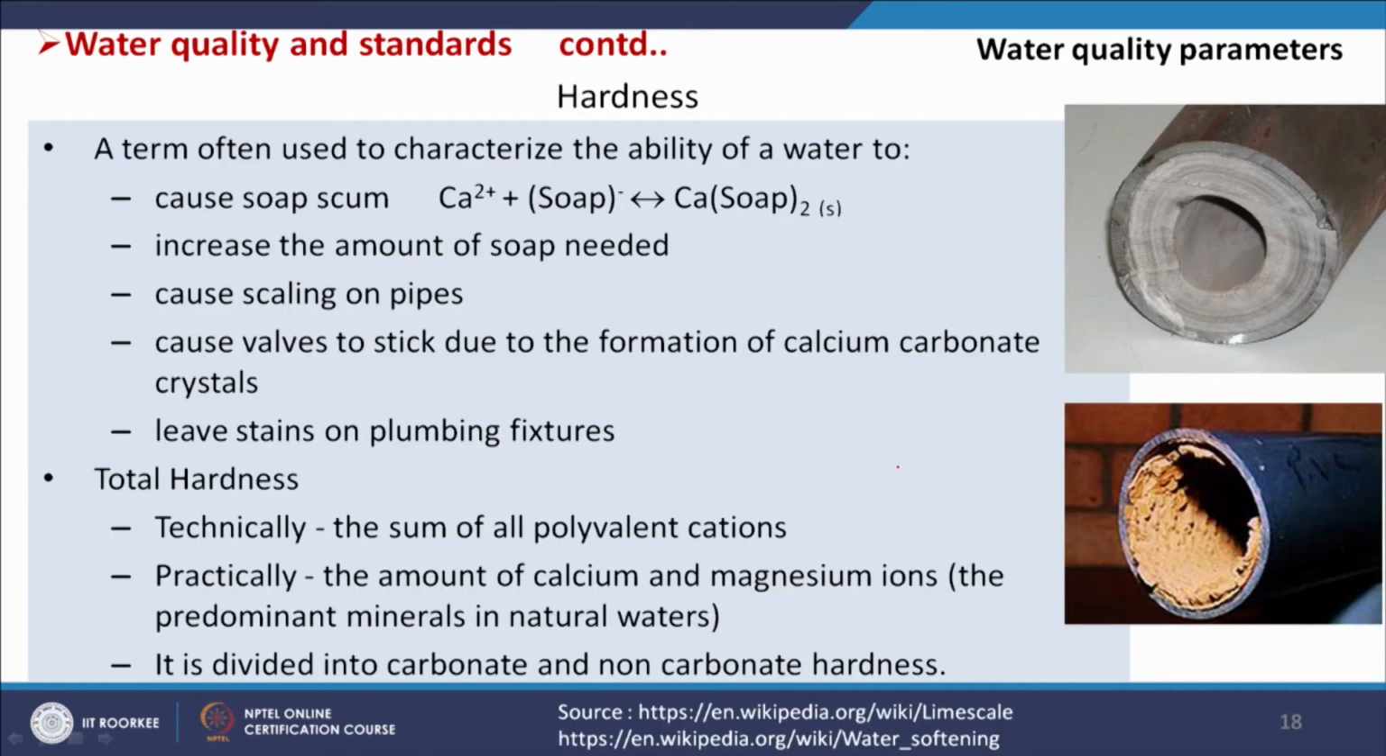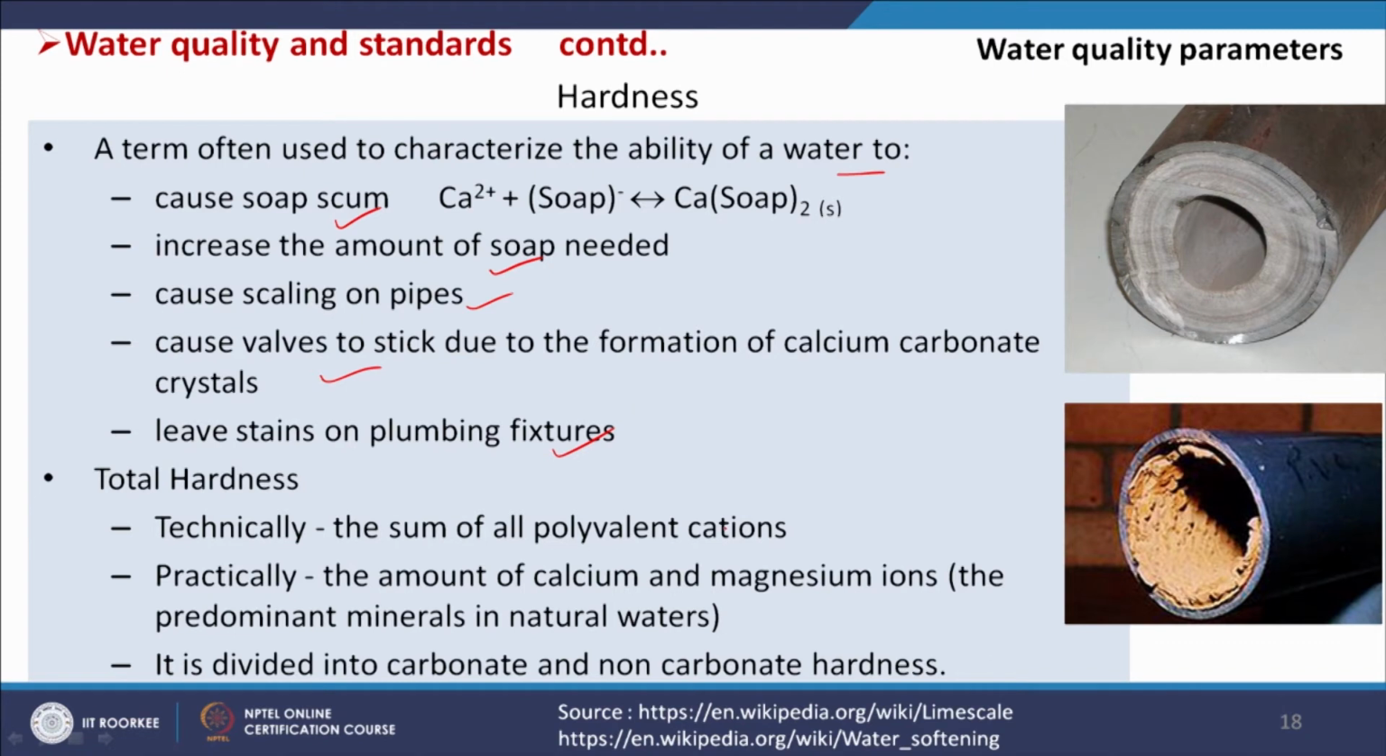Now, we will discuss another water quality parameter, hardness, which is related to water quality. Hardness, we know, is a term often used to characterize the ability of a water to cause soap scum and increase the amount of soap needed, and cause scaling on pipes, like you see here, and cause valves to stick due to formation of calcium carbonate crystals, and leave stains on plumbing fixtures. So, these are characteristics which indicate that yes, the water hardness is higher.